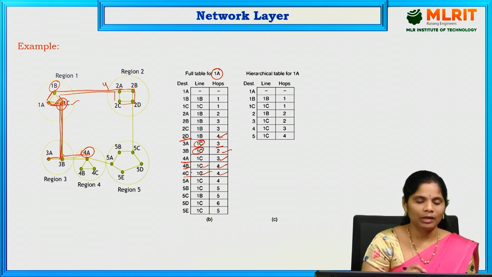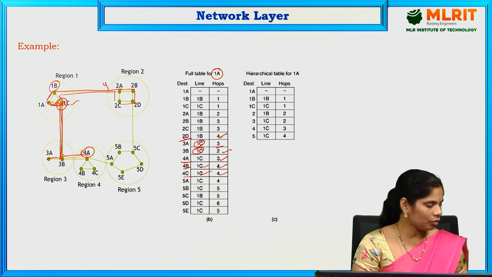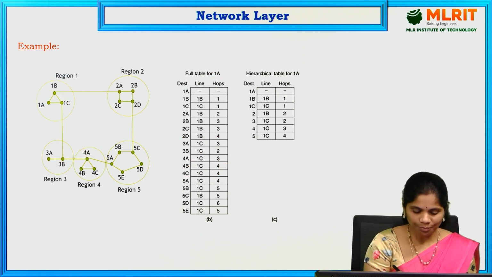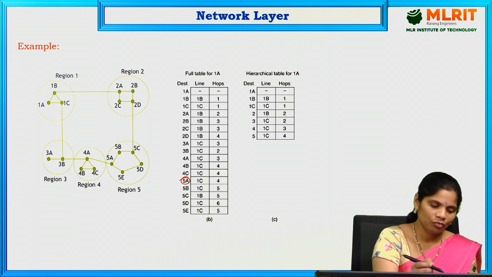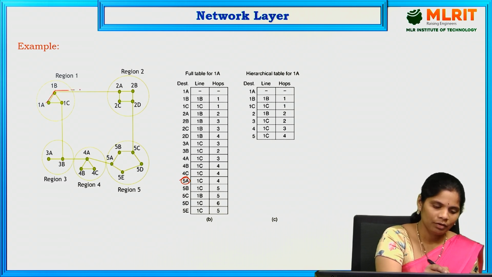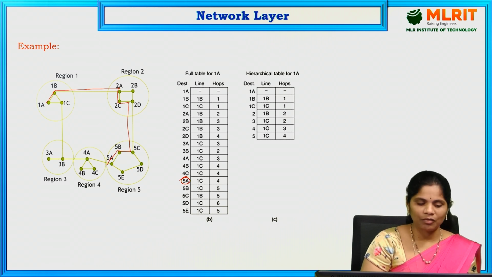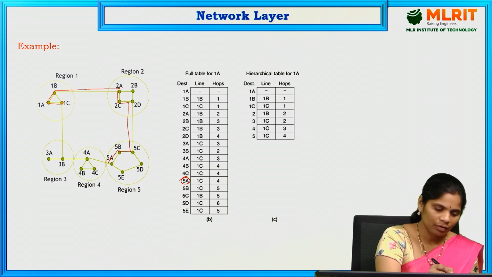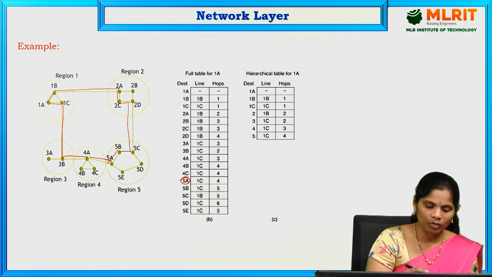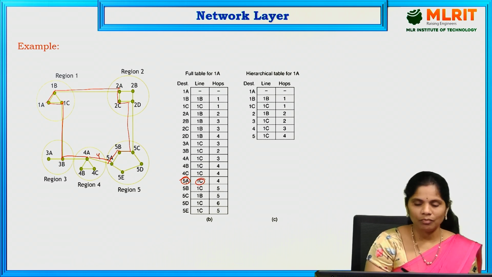Next, 1A to 5A. See here, 1A to 5A we are checking now. If you go for this route, which one is the best route? We have to calculate 1, 2, 3, 4, 5, 6, 7 if you go for this particular route. Suppose 1A to 5A, if you go for another route, 1, 2, 3, 4. Only 4. So which one is the best one? 4 only, right? That's why we are traveling through 1C. So 5A is 4, 5B also, 1C.